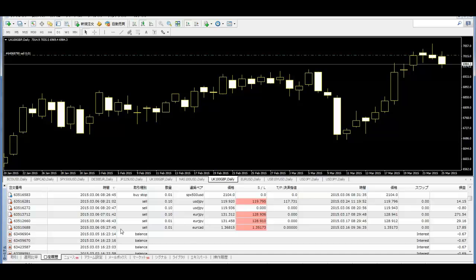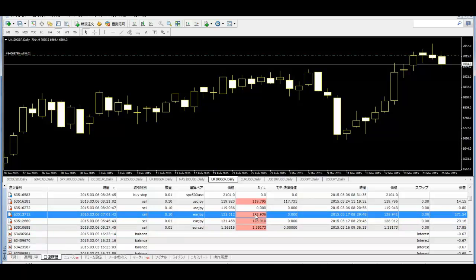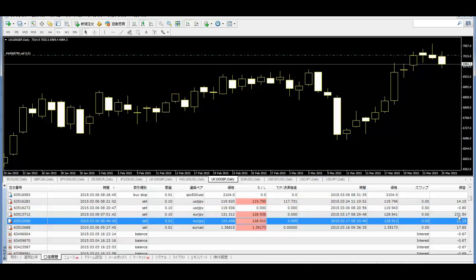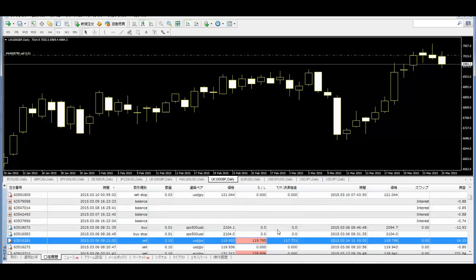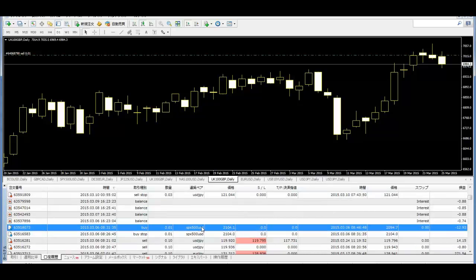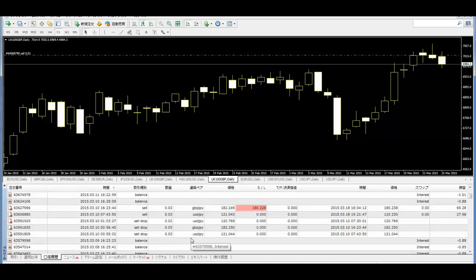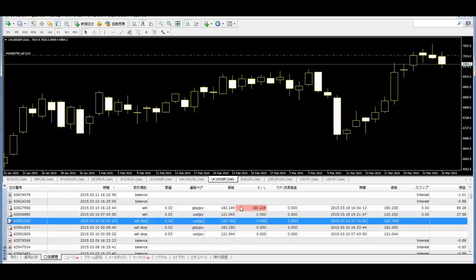2015 March, Euro Canada, Euro Yen, Yen. This was a mistrade, a little bit miss. Another take profit, all take profit on S&P. This was a mistrade, a little bit of loss. Another one, sell stop order, on a pound yen.